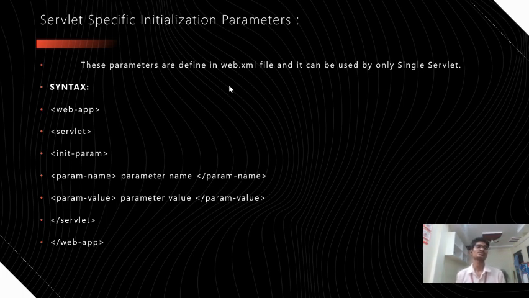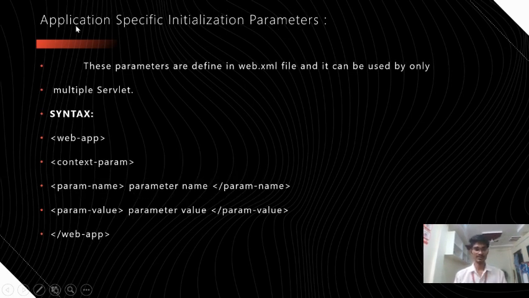Both the servlet specific and application specific initialization parameters are the same, with a slight difference. The servlet specific initialization parameters are mentioned inside a servlet with the init-param tag, with param-name and param-value. Whereas application specific initialization parameters are mentioned inside the context-param tag with param-name and param-value. This is the only difference between servlet specific and application specific.